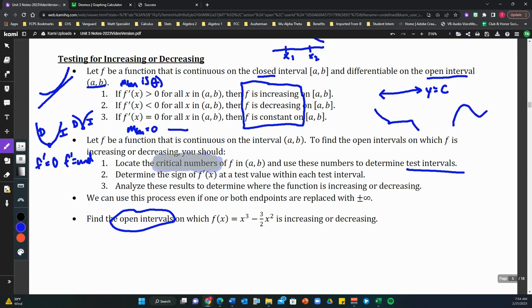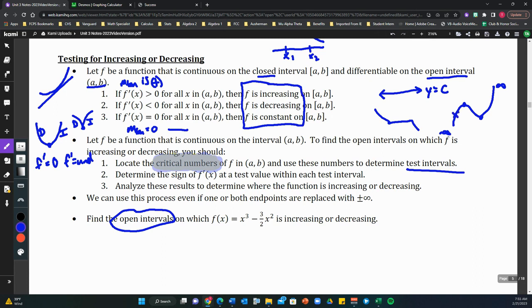Imagine a cubic function that has more than one turning point. So we have two turning points here, and from negative infinity to this critical number, critical number to critical number, and then critical number to positive infinity, in those three intervals the function is always doing the same thing. So we don't have to test all the values in the interval.